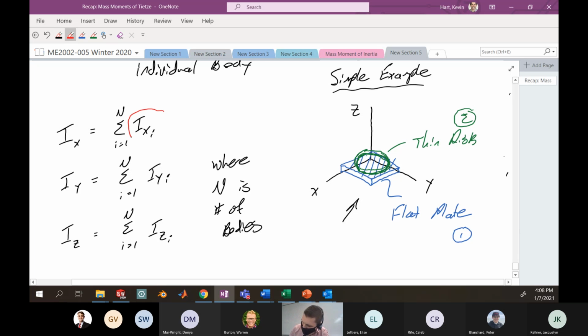We could sort of refine these if we want, even though I didn't put this in the PowerPoint notes. We know that the mass moment of inertia of each individual object can be written as the mass moment of inertia of that object about its own centroid plus the mass of that object multiplied by the distance squared away from its axis of interest.